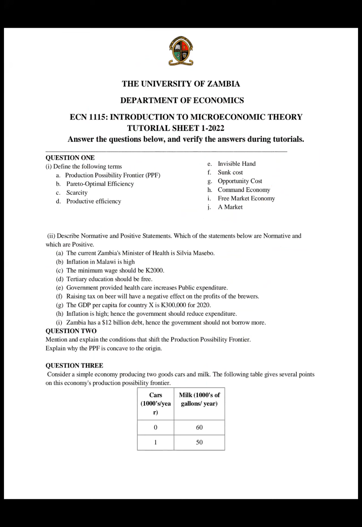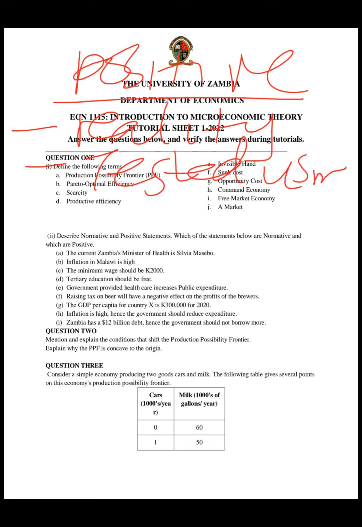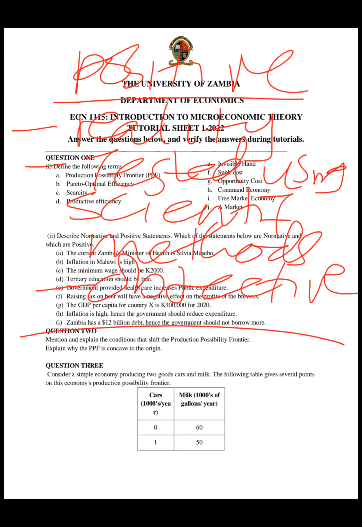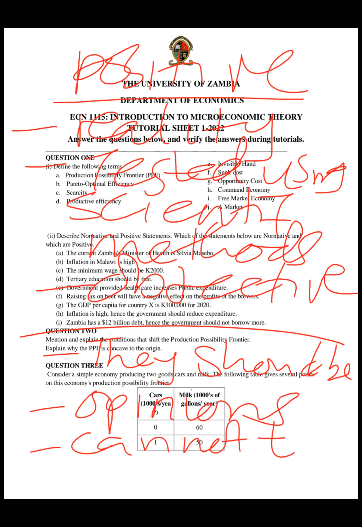I said that positive statements deal with saying the way things are. In short, they deal with the reality. They can be tested using scientific methods. You can test the validity of the statements, and these statements are always objective. But for normative statements, they say how things should be, not how they are. In short, they are based on human opinion. They cannot be tested, and they are subjective.